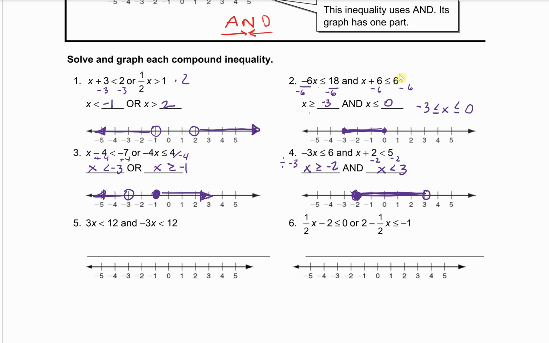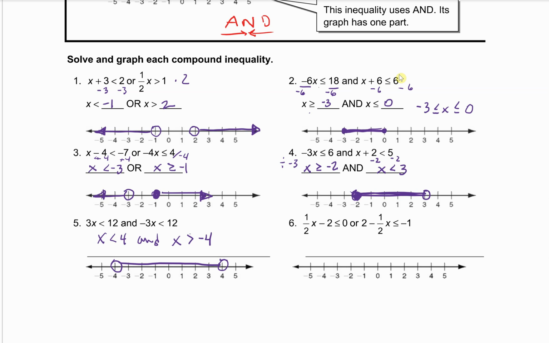Oh gosh, let's just do 2 more. Why not? This one's easy. I'm going to divide by 3. X is less than 4, and divide by negative 3. X is greater than negative 4. Greater than negative 4, less than positive 4. Key word there is and. I'm going to be in between.